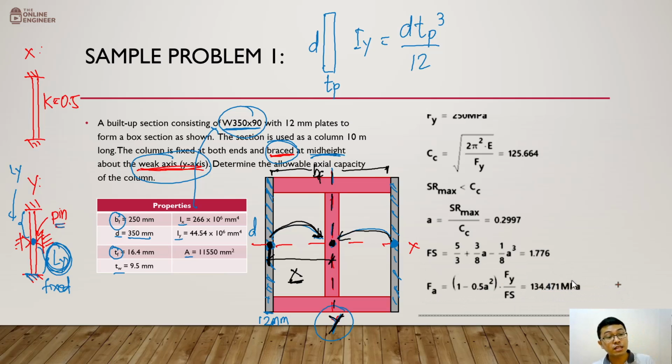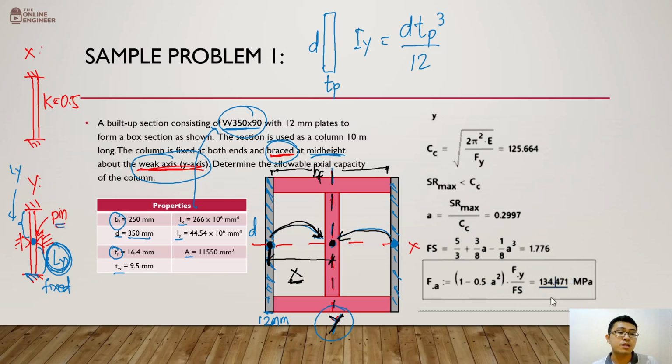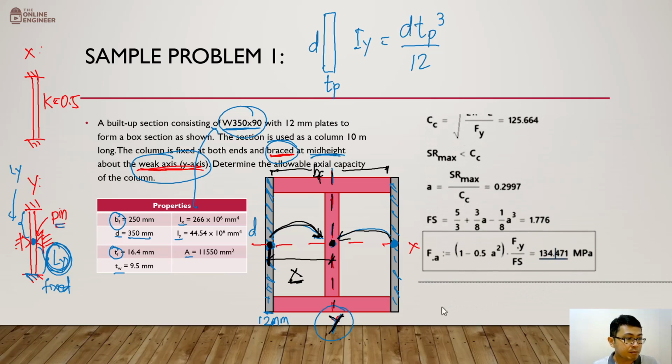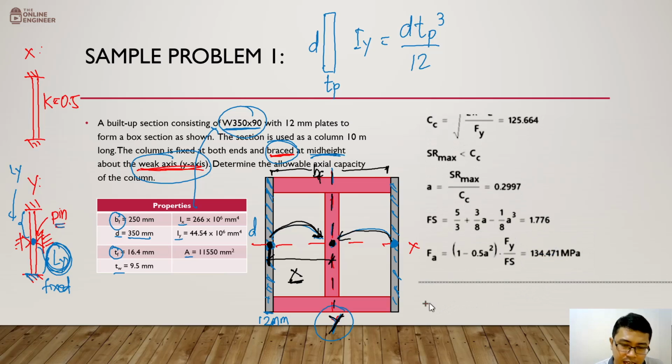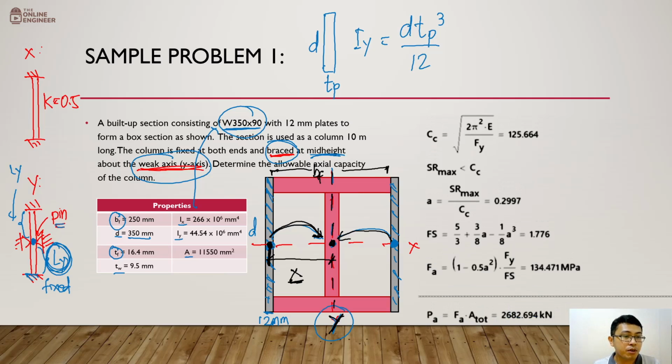And finally, we have our allowable stress. Let's just express this in terms of megapascal. So that's 134.471 megapascal. Now, this is in terms of stress. Sometimes what is asked is the actual capacity of our column. When we say capacity, this has to be in terms of load, in terms of force. So PA is now FA multiplied by the total area. And finally, guys, this is our answer. This is 2682.694 as our final answer for the problem that we have over here as the actual capacity of our column.